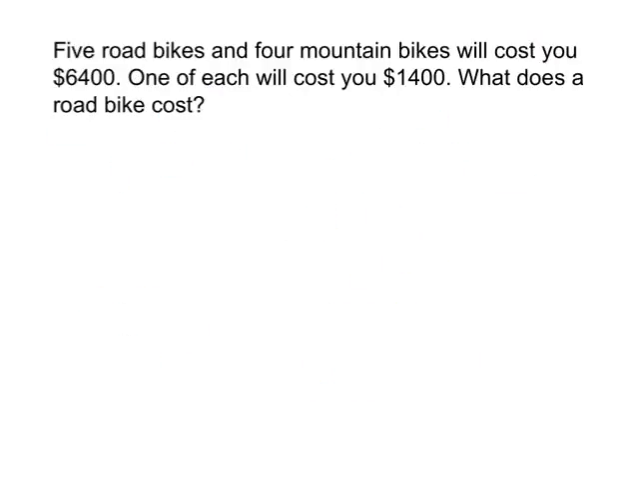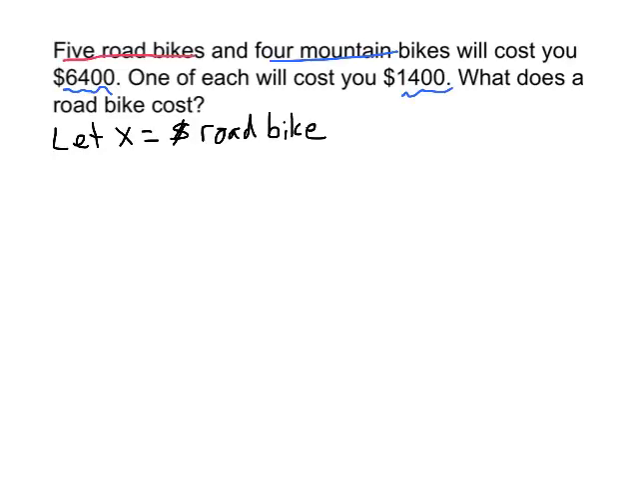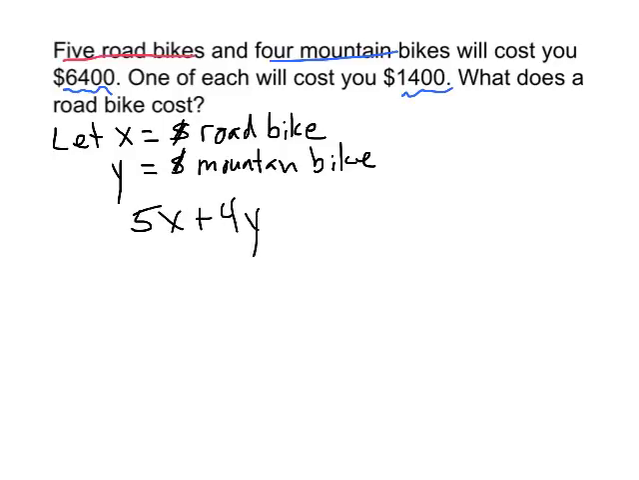Finally, I want to show you a different type of systems equation, but this one should be pretty easy to set up the equations because everything kind of goes in order. We have 5 road bikes and 4 mountain bikes, and that is equal to $6,400. And then one of each is going to cost $1,400. So we have the two things that we need to find. So our let statement, we're going to let x equal the cost of a road bike and y equal the cost of a mountain bike. Since 5 road bikes added to 4 mountain bikes equals $6,400, that's our first equation. And then one of each is $1,400.